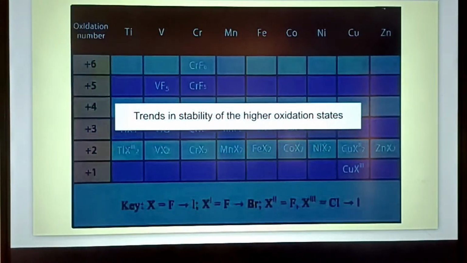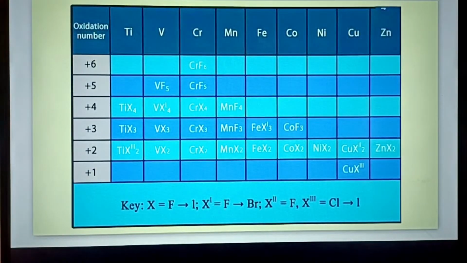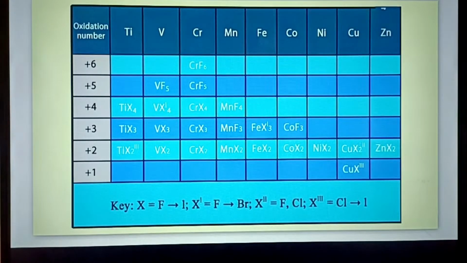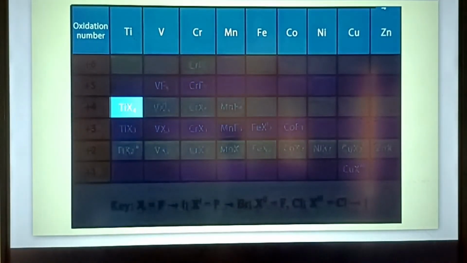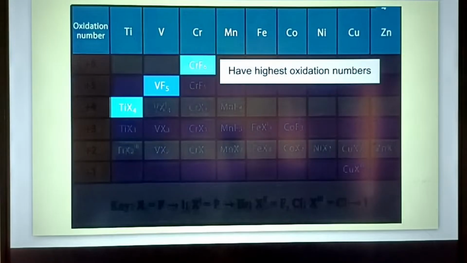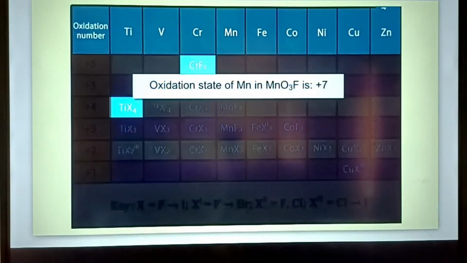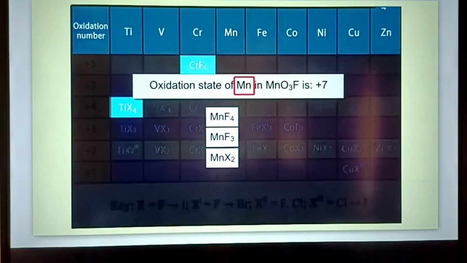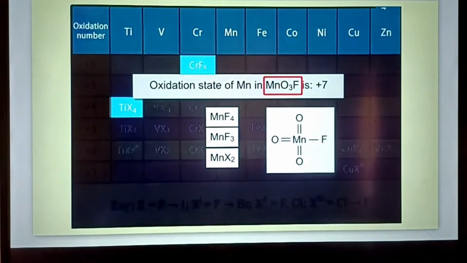Let's now look at the trends in stability of the higher oxidation states of these elements. The table here lists the stable halides of the 3d series of the transition elements. As can be seen from the table, titanium tetrahalides, vanadium pentafluoride, and chromium hexafluoride have the highest oxidation numbers. The highest oxidation state, +7 for manganese, is not seen in simple halides, but MnO3F is known.